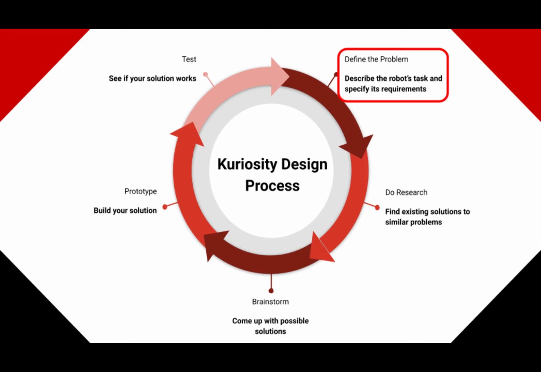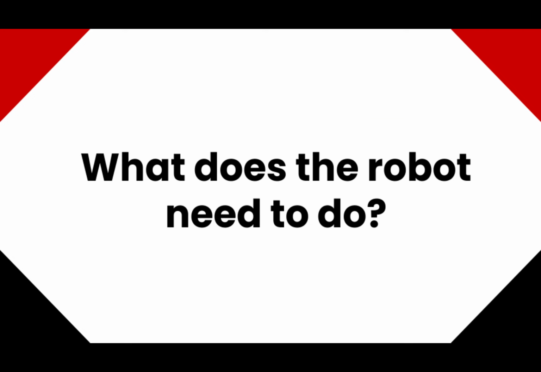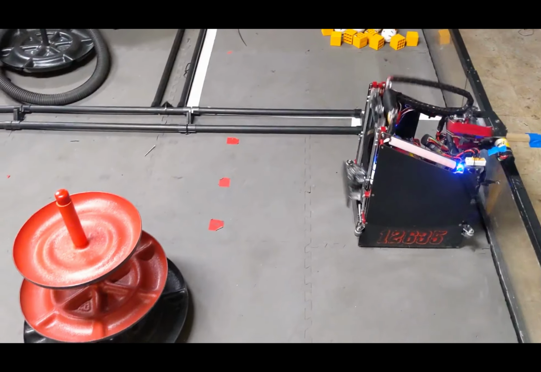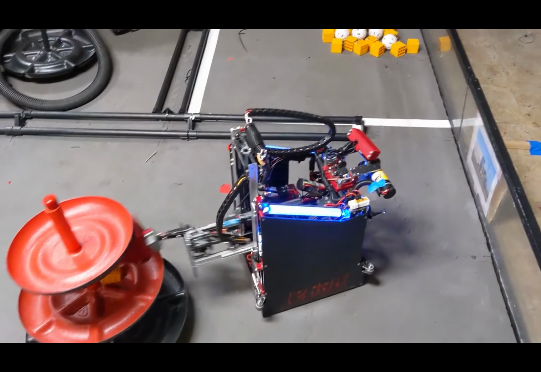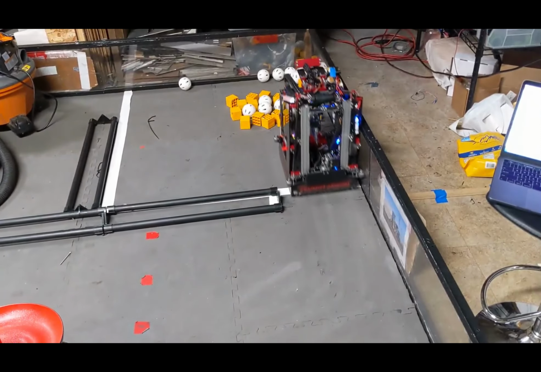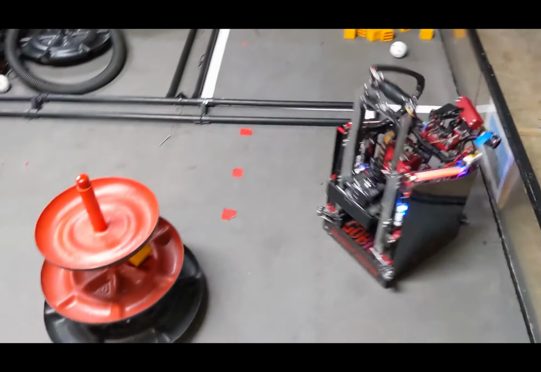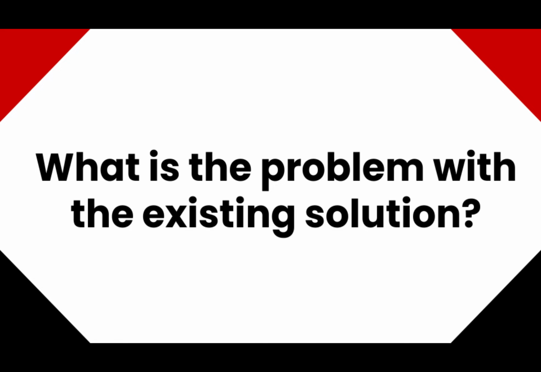Defining the problem is the first step when starting the first cycle, but otherwise, it is the step after testing your previous solution. When defining the problem the first time, ask yourself, what does the robot need to do? Does the robot need to pick up a cube, shoot a tennis ball, move a box, or know where it is on the field? If this isn't your first iteration, ask yourself, what is the problem with the existing design?